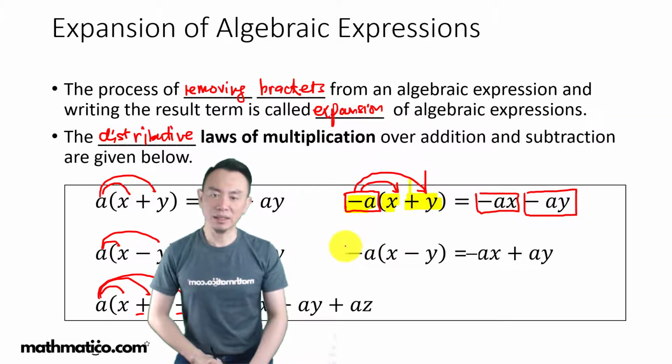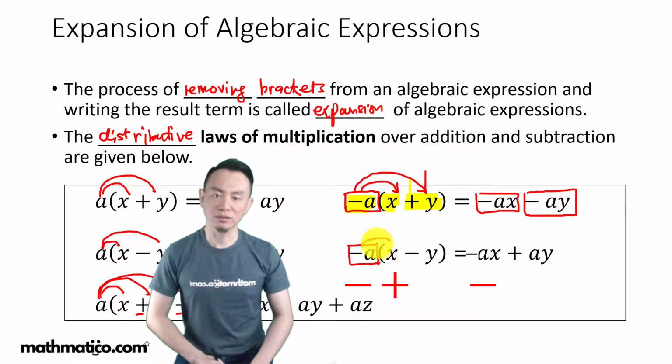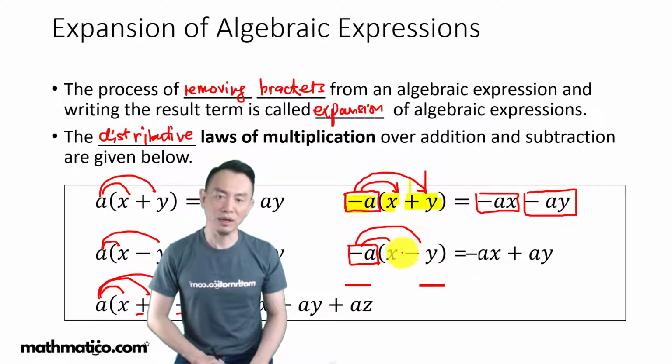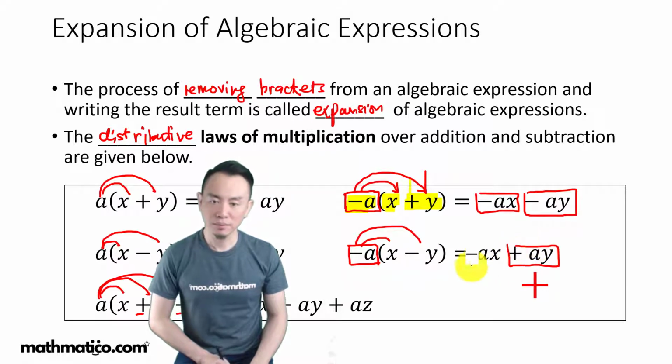And it's the same thing here. You have a negative a times the x. You have negative ax. Then you have the negative a times the negative y. Negative times negative is positive, okay? Which is why you have a positive ay here. But this ax is negative, okay?